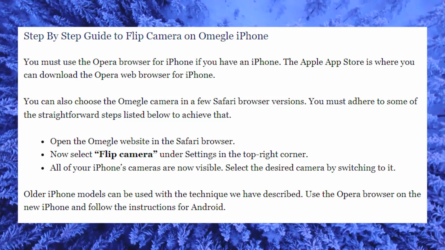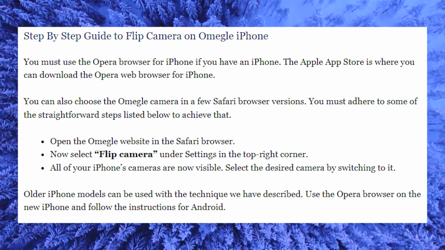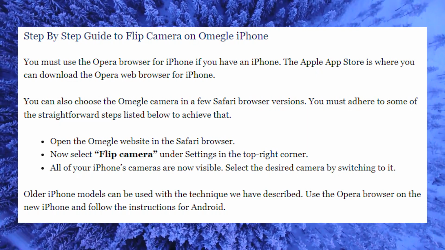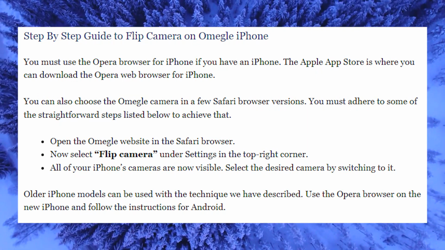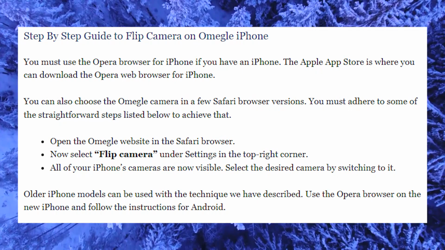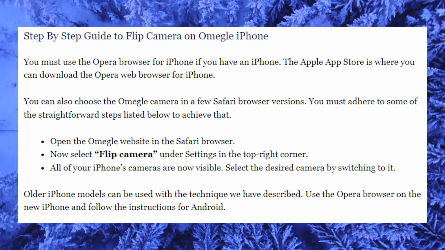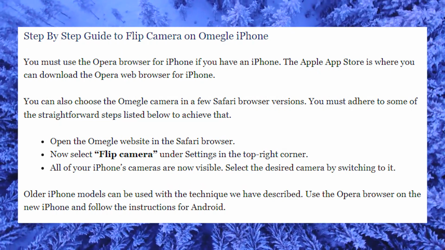You must use the Opera browser. Take note, the Opera browser for iPhone if you have an iPhone. The Apple App Store is where you can download the Opera web browser for your iPhone. So once you've downloaded your Opera app on your iPhone, you can also choose the Omegle camera in a few Safari browser versions. But again, the Opera browser on your iPhone is the best.